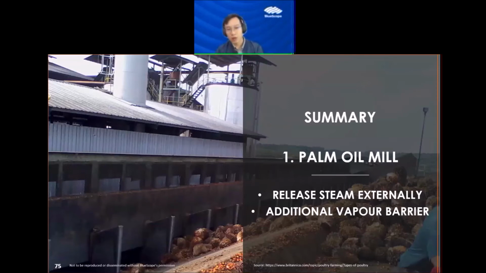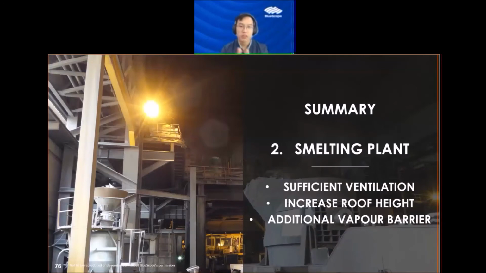And the second one, relevant to this, is an additional vapor barrier. If you introduce the vapor barrier, the steam that is released will not be absorbed by it, as the vapor barrier itself is non-reactive to the steam. So in a way, it provides an internal shield to shield the steam from the roof or any types of steel structure or metal structure.